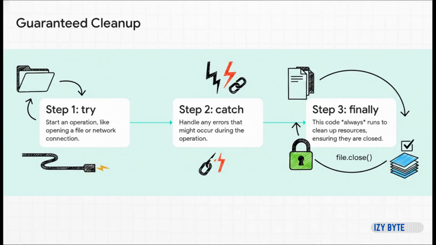First up, guaranteed cleanup. When you're dealing with external resources, we're talking files, network connections, things outside of your JavaScript world, you absolutely must make sure they get closed. The try finally block is your ironclad guarantee. I don't care what happens in the try block. If it succeeds, if it throws an error, if the world ends, the code in your finally block will run. This is the perfect place to put your cleanup code like closing a file to prevent those running tap resource leaks.